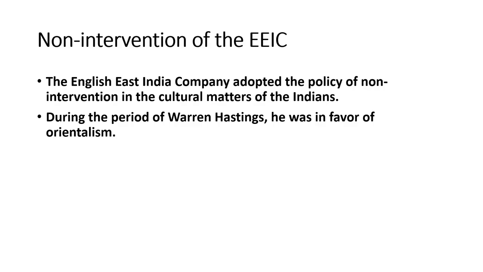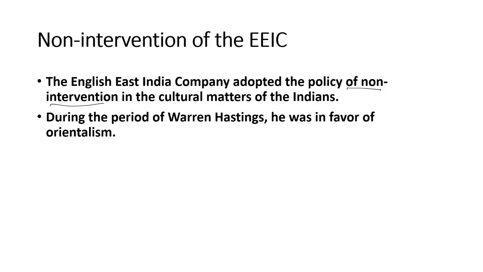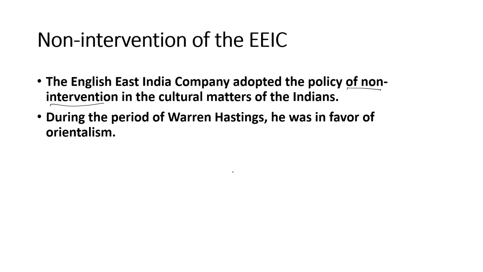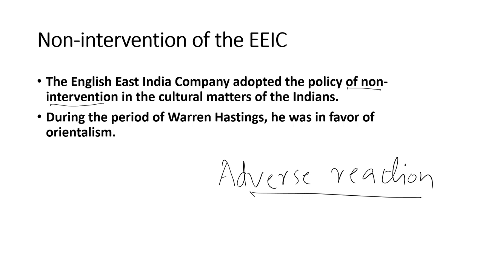The English East India Company adopted the policy of non-intervention in the cultural and educational affairs of the Indians. Why did the English Company not interfere in the educational and cultural affairs of the Indians? It was mainly because of the adverse reaction from the native Indians. That is why, after the establishment of British rule in India, the English East India Company did not interfere in the cultural and educational affairs of the Indians. It was because of the fear of the native Indians.